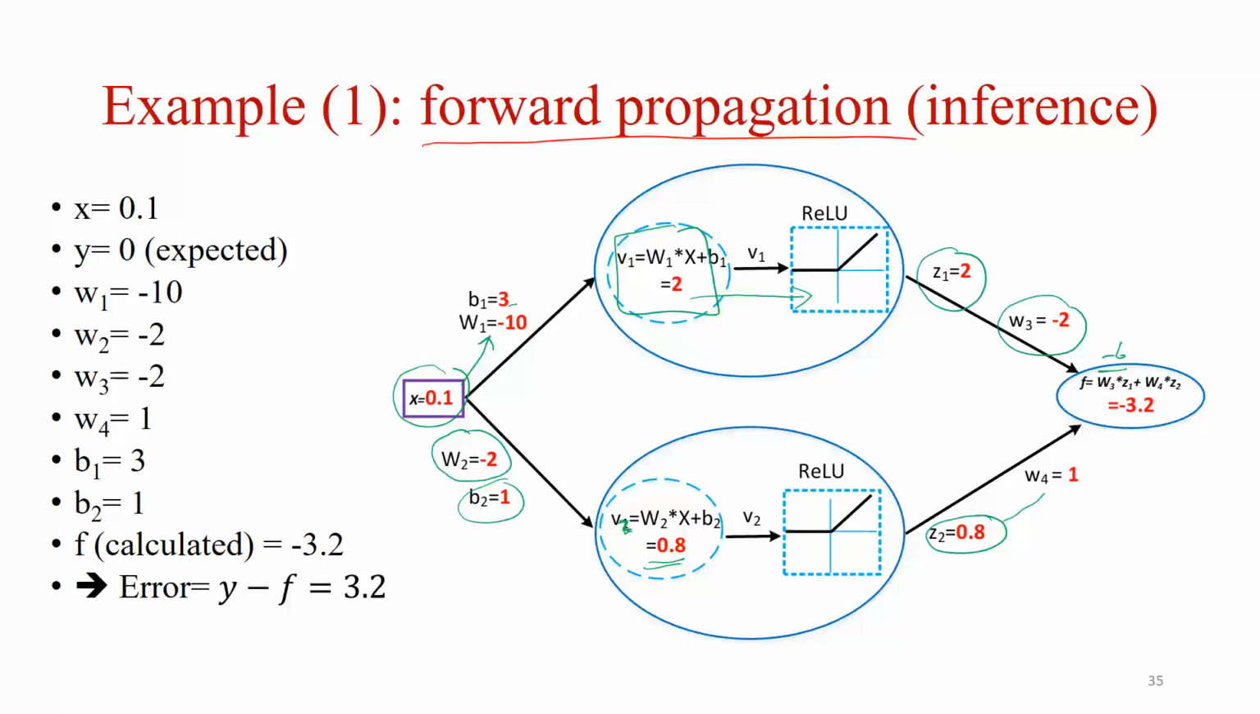Let's see if I get this correctly. So this one here was 0.4, plus 0.8, and I will get -4 plus 0.8, which is -3.2, the value of the function.